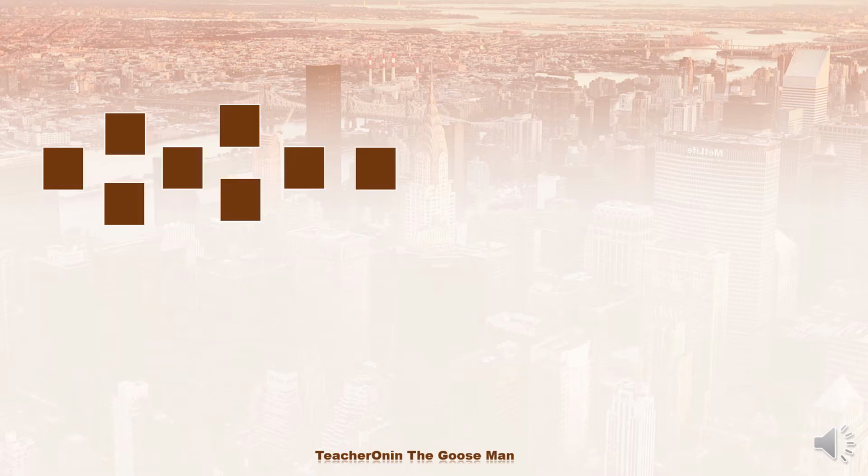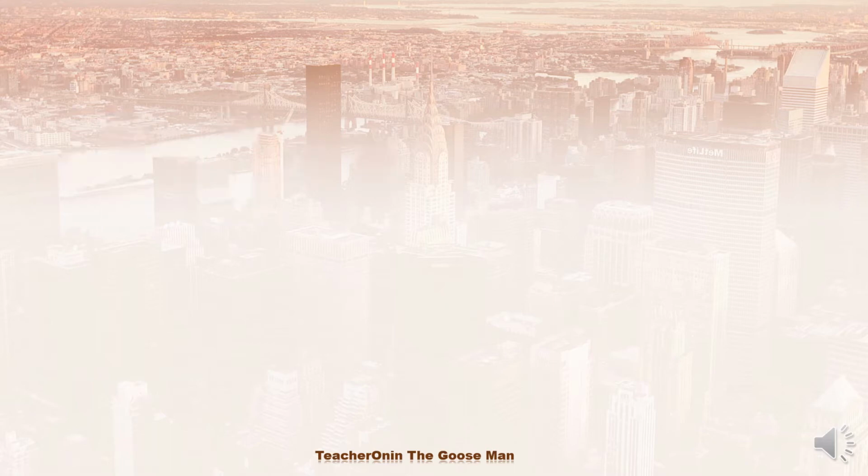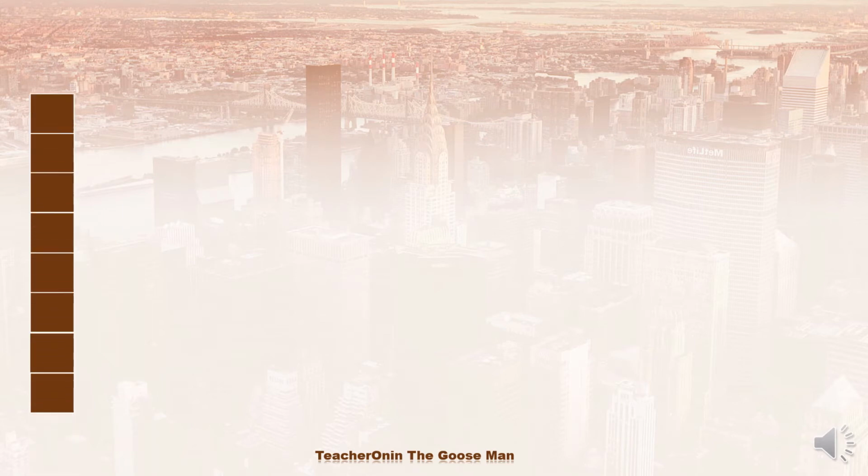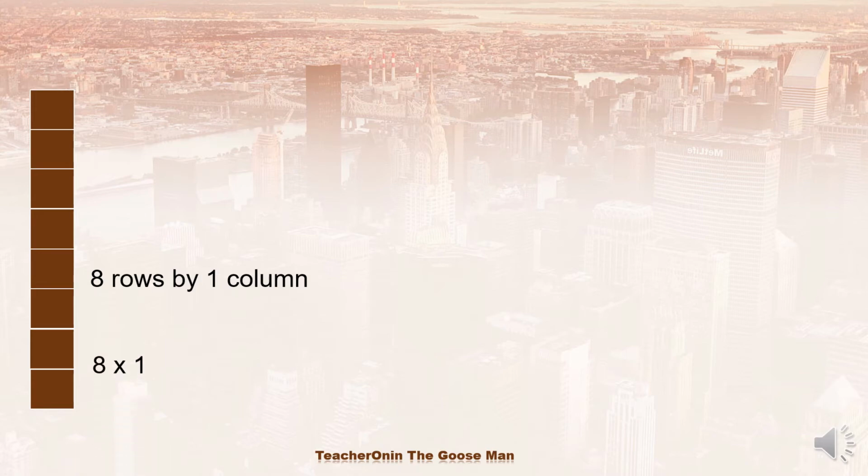So this time, how many smaller squares do we have? And can you arrange these squares into a rectangle? Okay, so we have here, one row by 8 columns, or in symbol, I can have 1 times 8. Another arrangement will be 8 rows by 1 column, or in symbol, 8 times 1. Can you think of other arrangement?